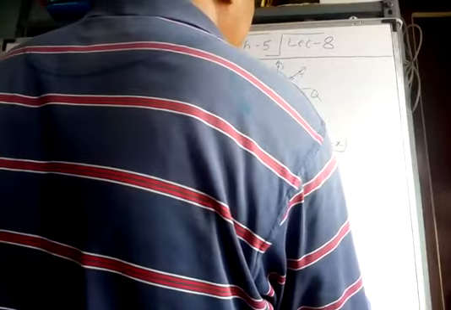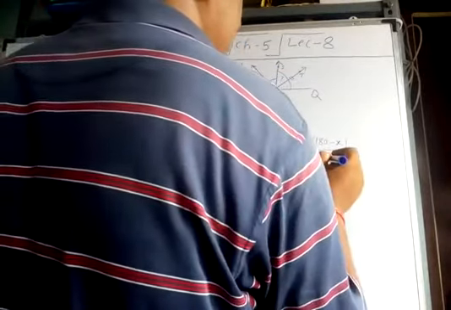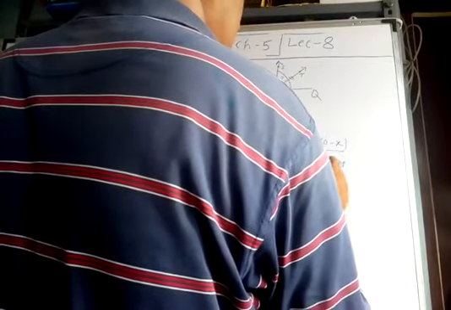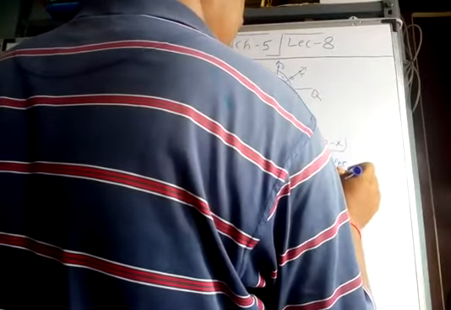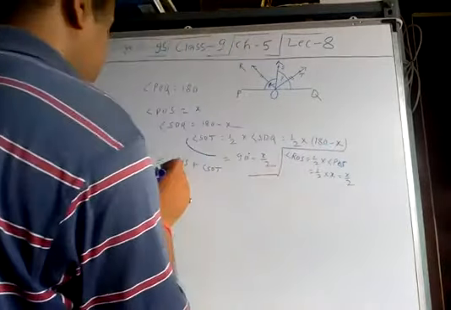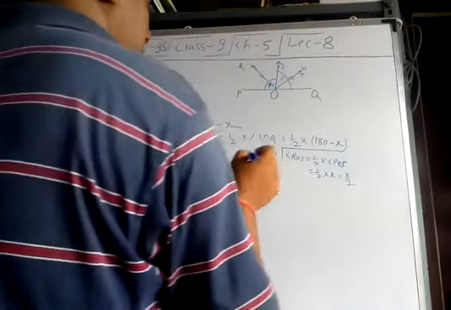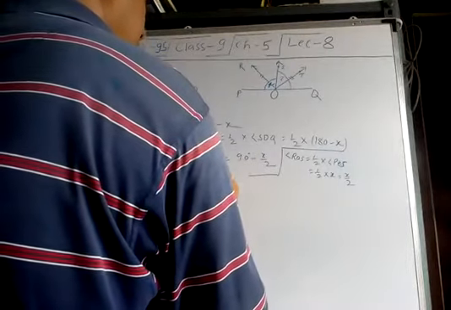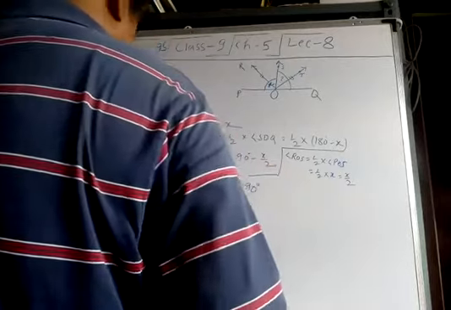Angle ROS is equal to half of the angle POS, which is half into x, x by 2. So angle ROT is equal to x by 2 plus the value of angle SOT, which is 90 degrees minus x by 2. Final answer is 90 degrees.